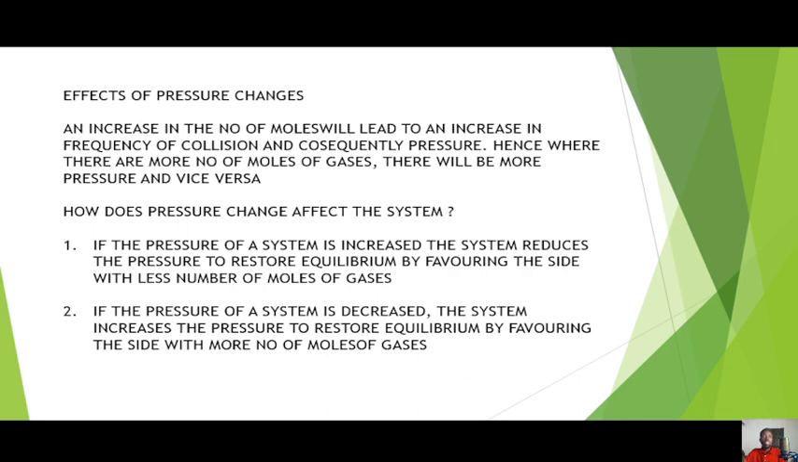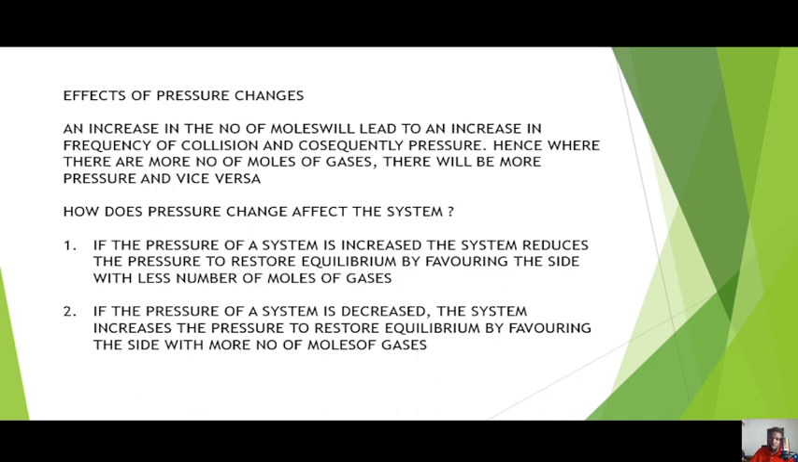Now, what is the effect of pressure changes? An increase in the number of moles will lead to an increase in the frequency of collision and consequently pressure. Hence, where there are more moles of gases, there will be more pressure and vice versa. So if the number of moles of gases are more, it means that on that side there is more pressure. If the number of moles of gases are less, it means that on that side there will be lower pressure. The question now is, how exactly does pressure change affect the system?